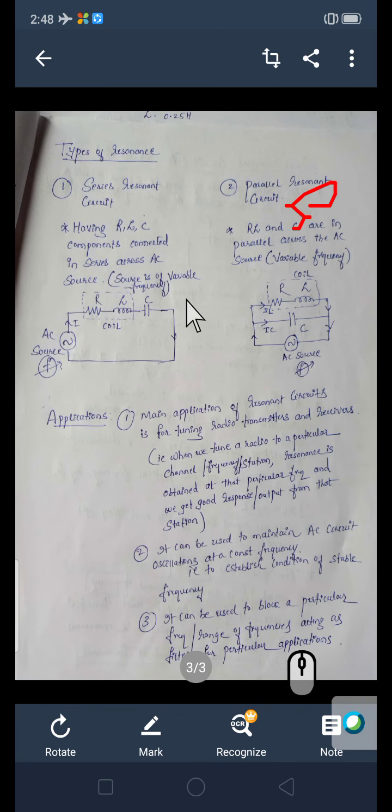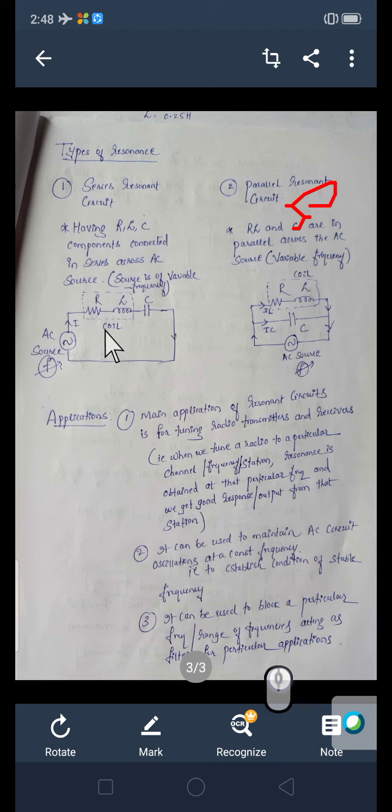Next, we will see the types of resonant circuits. There are mainly two types, series resonant circuit and parallel resonant circuit. In the resonance circuit, there are only three simple passive components that we are going to use, R, L and C, across the AC source of variable frequency. Here I have written F and shown the arrow mark. It means this is the input AC signal whose frequency I can vary. You can see R, L and C are connected in series across this AC source. This is the series resonance circuit.